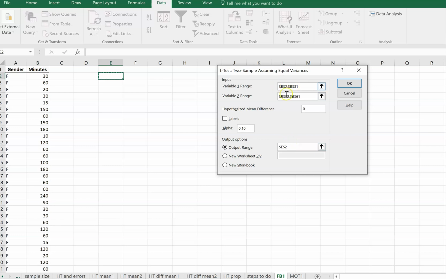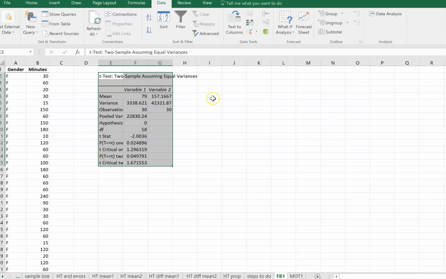Scroll in the X data, scroll in the Y data. In this case, it'd be female, male data. Typically, the hypothesized difference is 0. There are times it's not, but typically it's 0. Level of alpha, that's your choice. In this question it is 10%. And then dump it somewhere where it's not going to hurt any data. Click OK, and there we go.